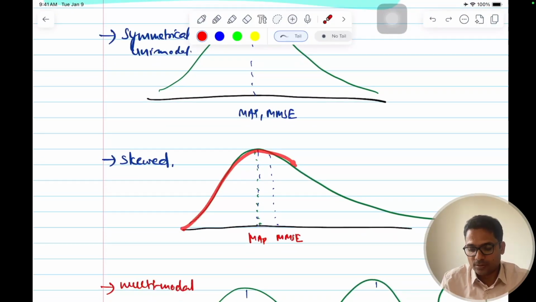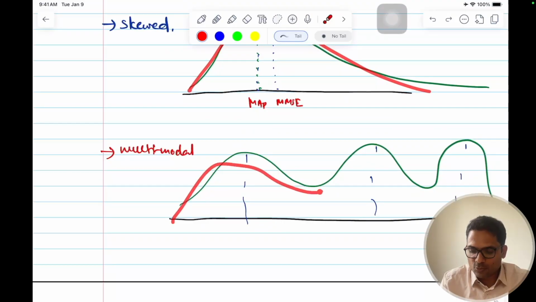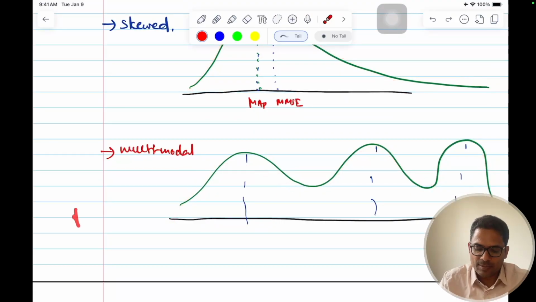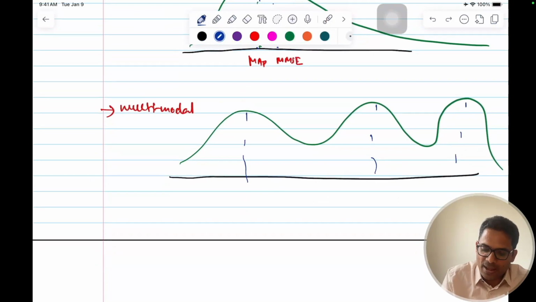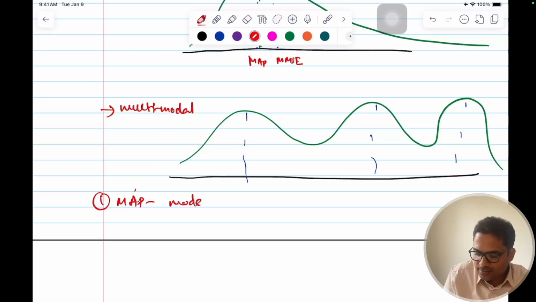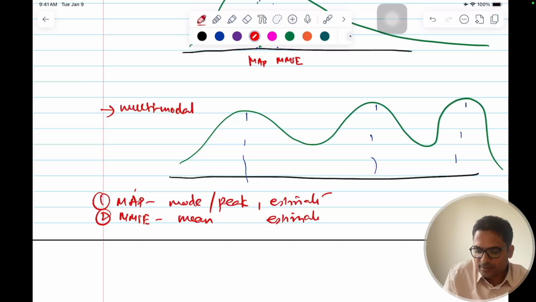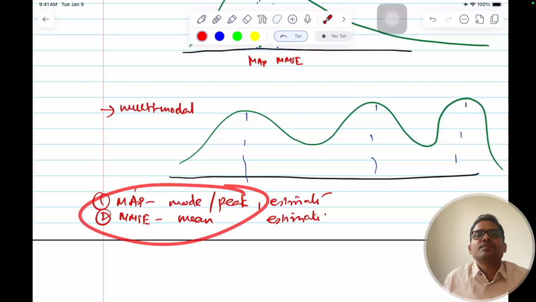But if the data is skewed or the posterior distribution is skewed, then MAP and MMSE will differ a lot. That will depend upon the skewness. And if you have multimodal data where there are multiple peaks, then MMSE makes more sense because it takes the mean into account. So MAP is a mode or peak based estimate, and MMSE, that is in a nutshell, a mean based estimate. Okay, and these two can differ for a distribution.